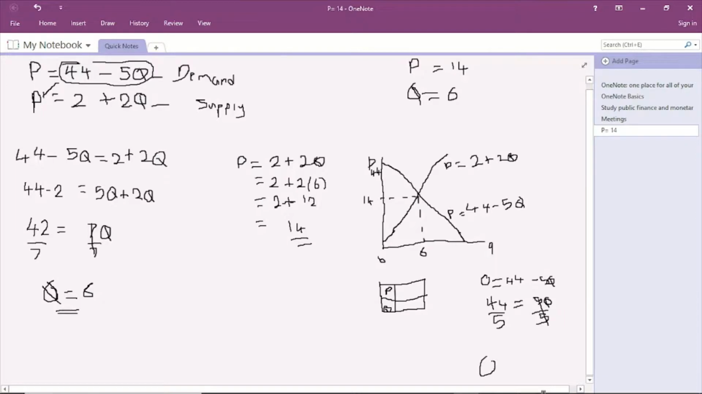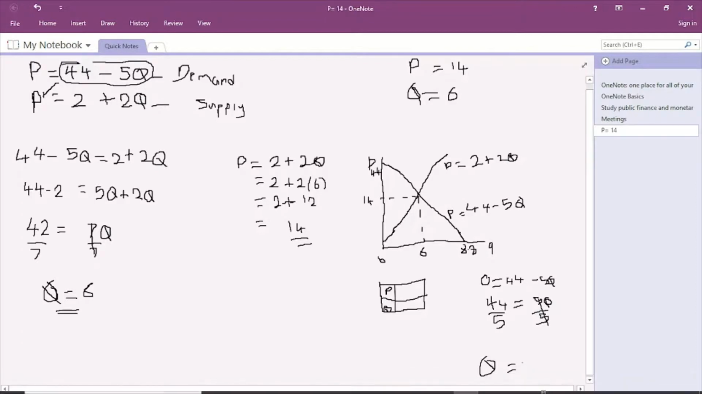Then what's Q according to the demand equation? 44 divided by 5, that will give you 8.8. So when the price here is 0, then the quantity is going to be 8.8.